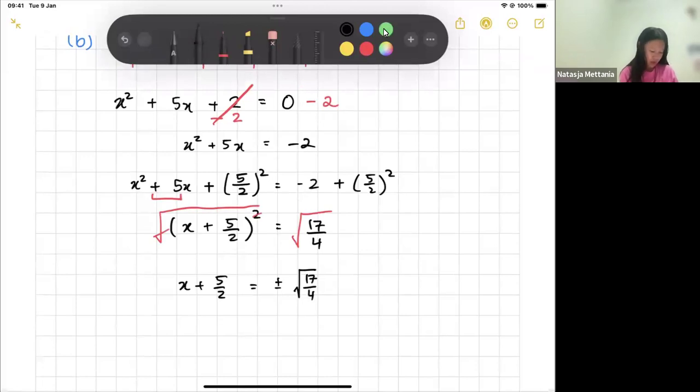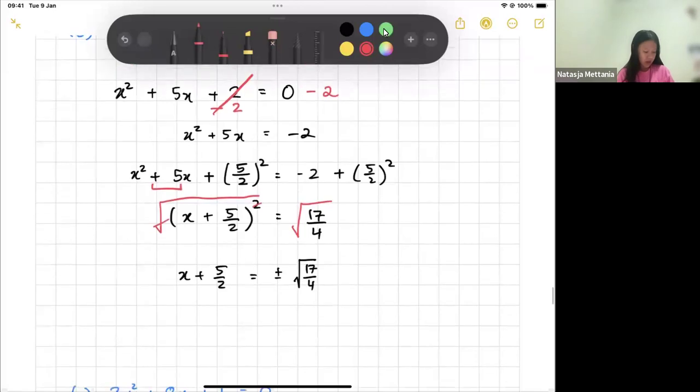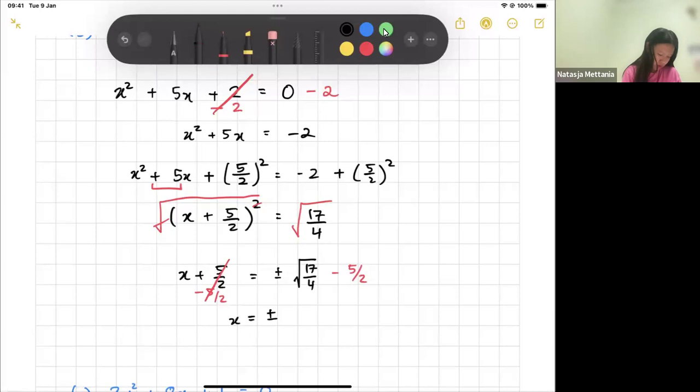What I'm left with is x plus 5/2 equals plus or minus root 17/4. Now I need to get rid of 5/2, so I'm going to minus 5/2 on both sides. These will cancel out. x will equal plus or minus square root 17/4 minus 5/2. If you look at this part here, I can actually simplify it, so I'm going to simplify it on the edge here.